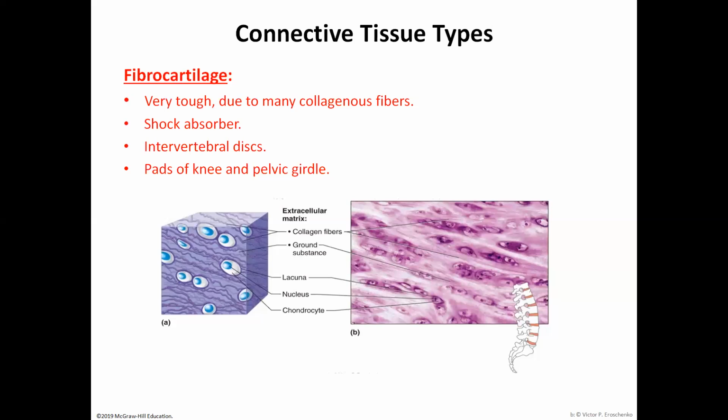But you'll see the chondrocytes. You'll see that they're found in their little lacuna, their little channel or chamber. Fibrocartilage is very tough because it has a lot of collagen fibers. It makes it very tough and very durable, so it's a great shock absorber. Some of the places that we'll find it are in between our vertebrae, in our IV discs. We find it in our knee pads as well as in our pelvic girdle, places where you need a lot of shock absorbance, and lots of toughness and durability because of those collagen fibers.